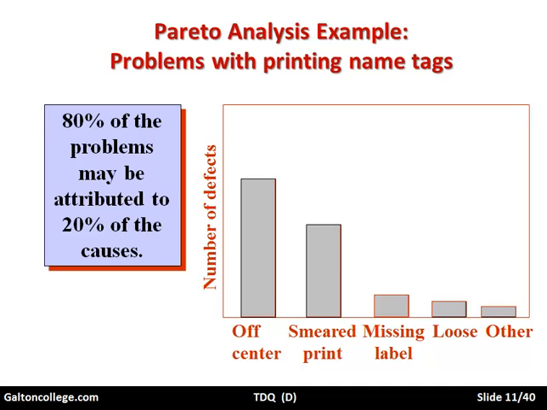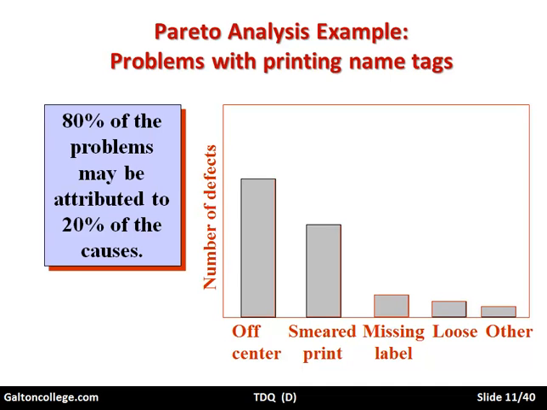The next one, it could be smeared print. It could be some item which has to be printed out, and the printing machine is not giving a clear image, it's not giving a clear picture of what's required. So that could be the next most frequent problem. And the next one is, it could be missing a label, which is not as serious as the smeared print or the off-center, but it's there nonetheless.